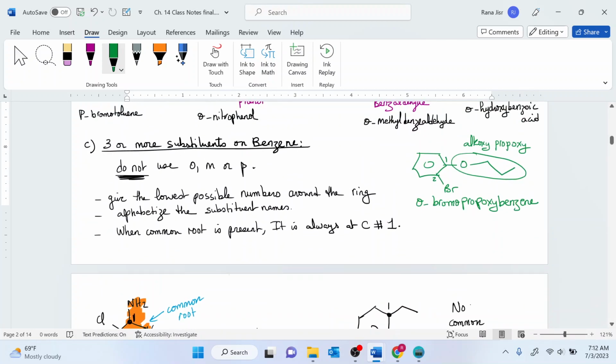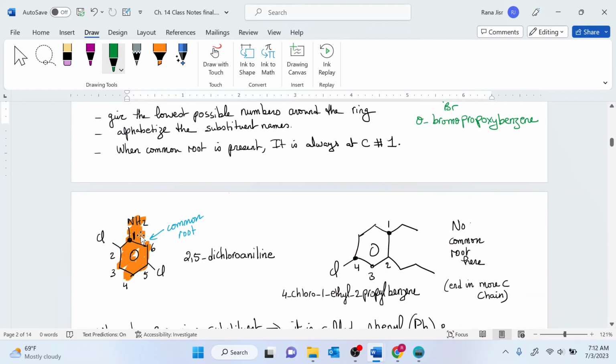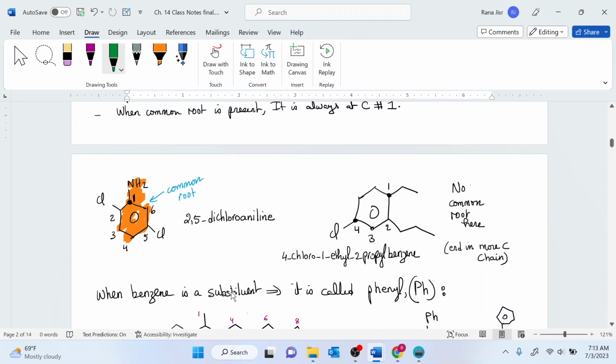If you have 3 or more substituents, don't use the ortho, meta, and para. You have to give the substituents the lowest number around the benzene. And if you are using a common root, you have to start numbering from that common root and give it the lowest number. And then go by the direction to give the second substituent the lowest number. So this one over here is aniline. You start numbering from the carbon. We're going to move this way because the second substituent is closer to the aniline. So to give all the substituents the lowest number possible.